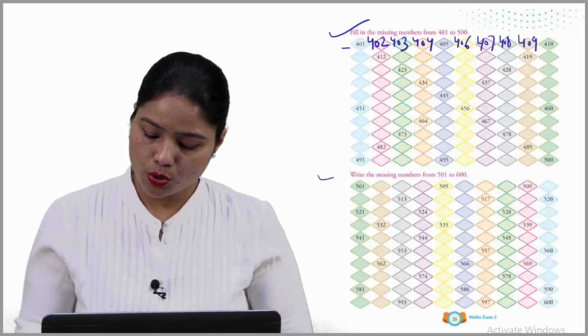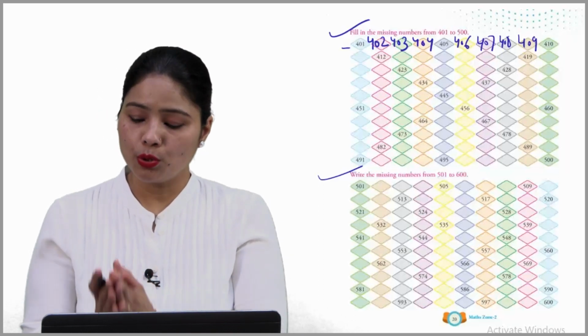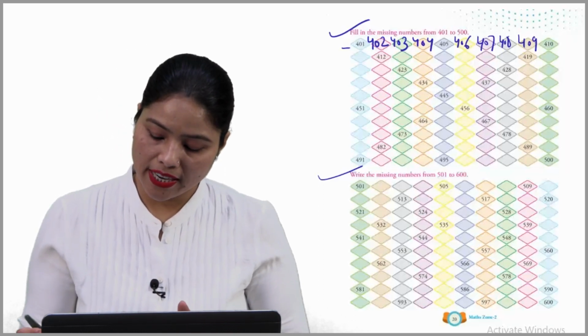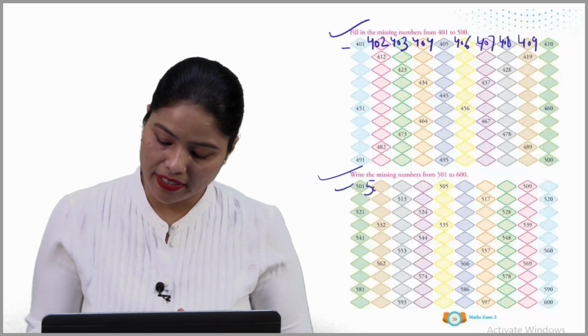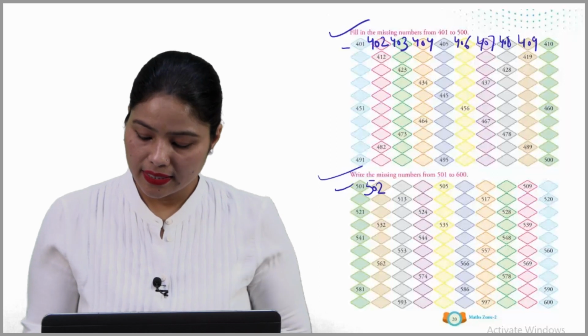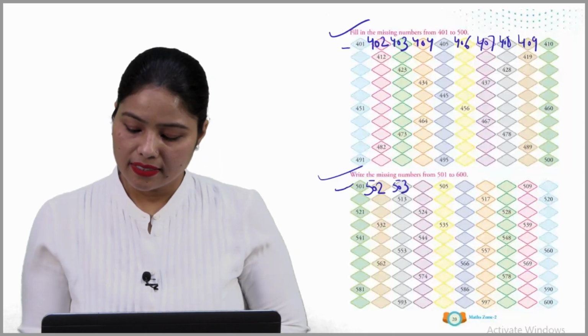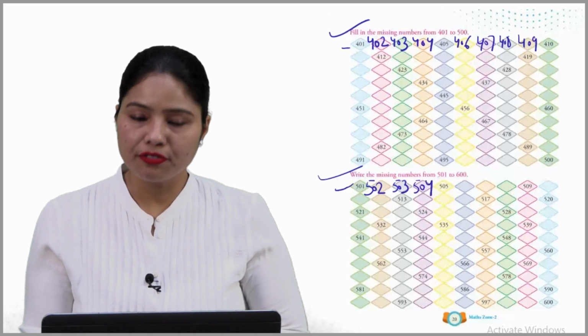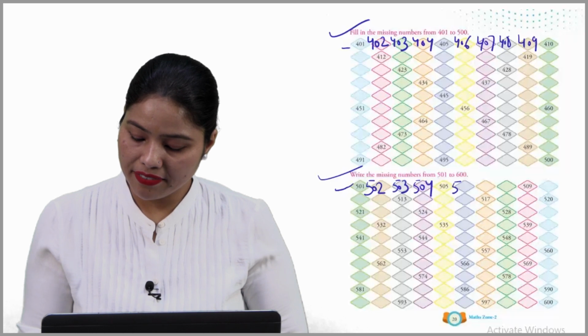Okay beta? So now write the missing numbers from 501 to 600. So start with that. 501, उसके बाद में आता है 502. Okay? Then 503 like this. Then 504. 505 is already given. Then 506.